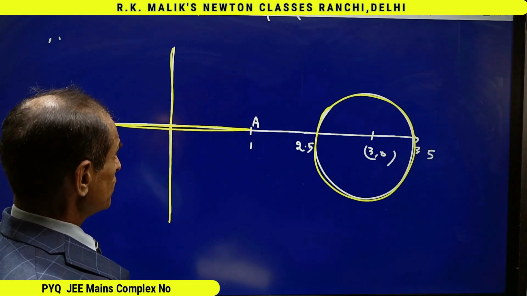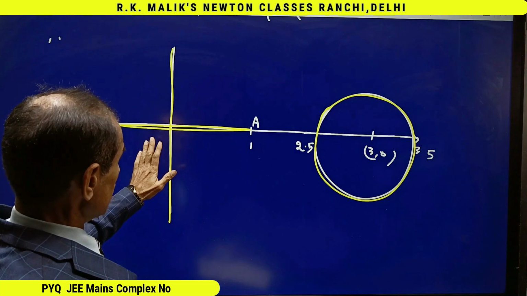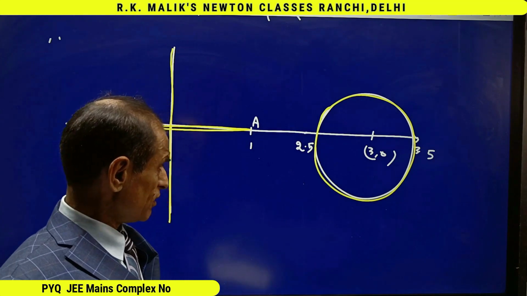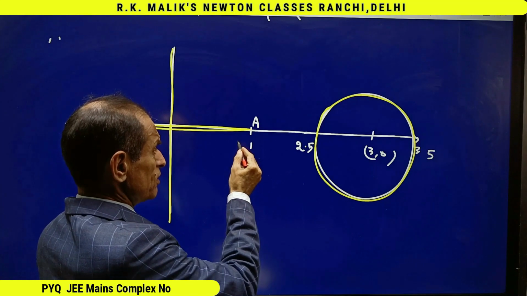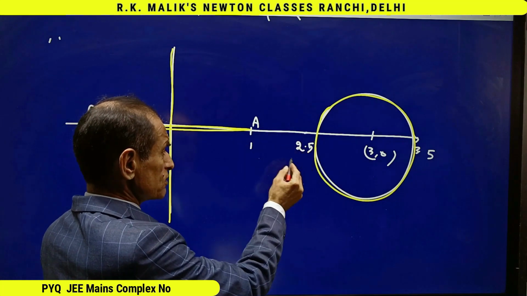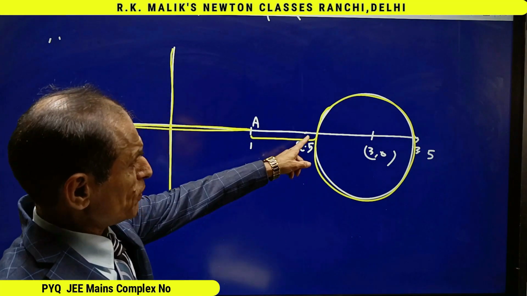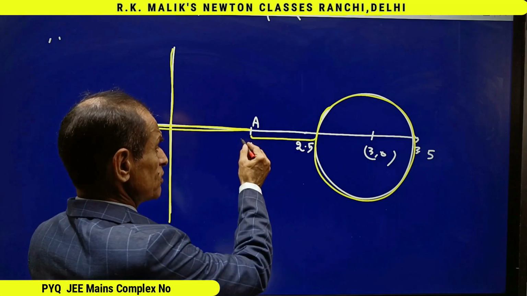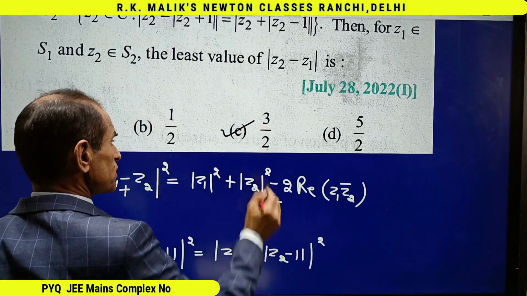Now we have to find the least distance between a point marked by yellow line here and the points marked by yellow circle here. It is clear that the least distance between 2 points, one belonging to this, other belonging to this, is this much. This point has x coordinate 2.5, this has x coordinate 1, therefore the distance becomes 1.5. Hence I can say C becomes the correct choice.